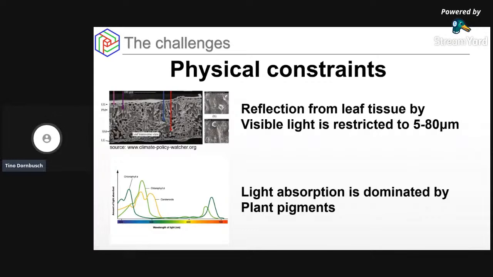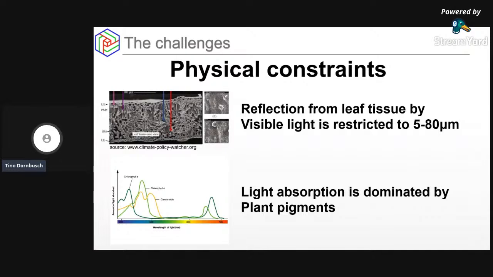That comes to a problem if you want, for instance, to monitor diseases that are spreading inside the leaf, in the leaf veins or something like that. You simply cannot see them, because the light doesn't come to them and cannot be reflected. Another constraint is that the plant pigments are the predominant absorbers here.